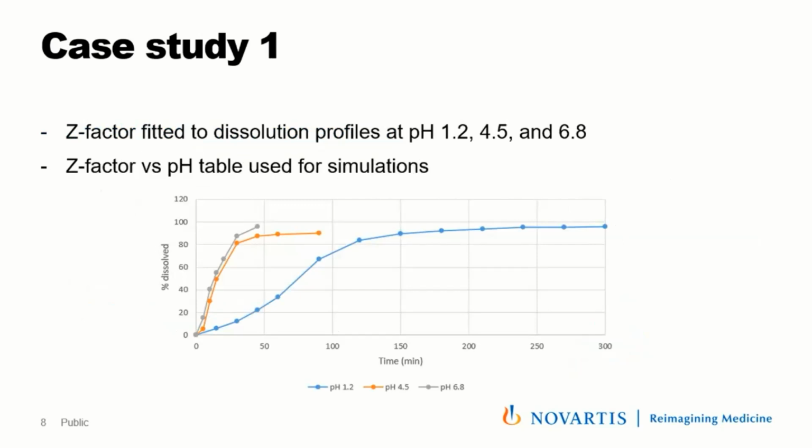As mentioned in the previous slide, we used dissolution at 3 pH values, 1.2, 4.5, and 6.8 for the simulations. Z-factor was fitted to these dissolution profiles, and a Z-factor versus pH table was used for the simulations. From the figure, we can observe that dissolution at low pH is slow and dissolution at higher pH is relatively fast.